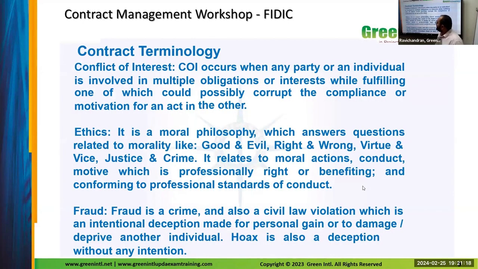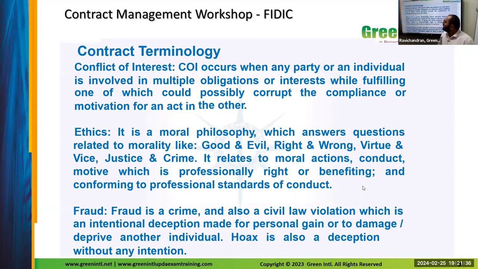There are some contract terminologies. Conflict of interest. Conflict of interest occurs when any party or an individual is involved in multiple obligations or interests, while fulfilling one of which could possibly corrupt the compliance or motivation of an act in the other.